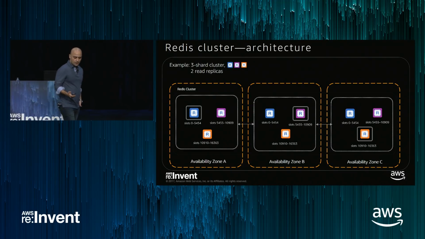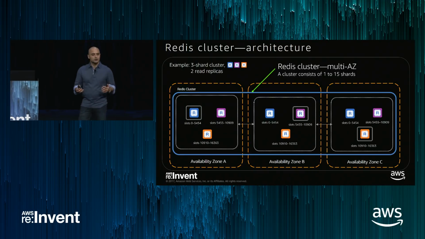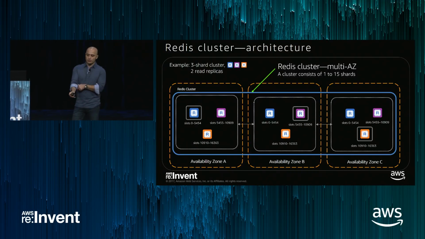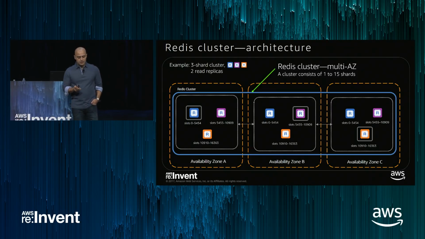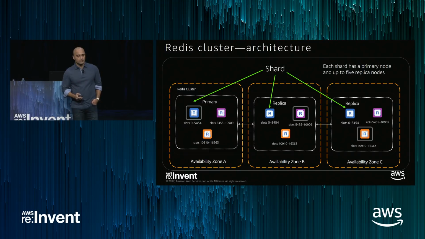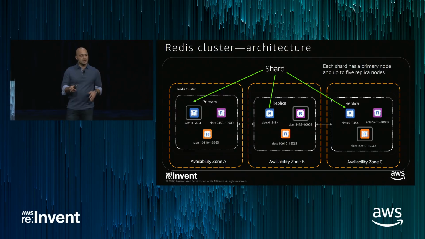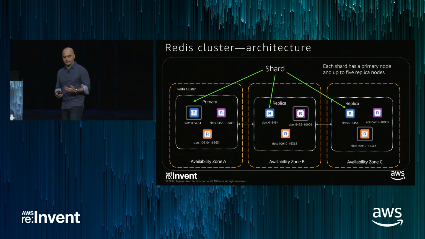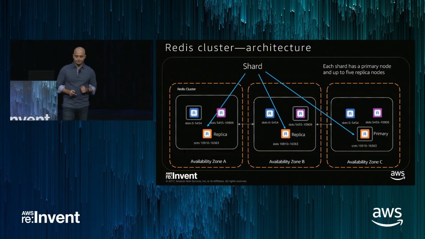Now let's visualize this. Imagine this is your cluster. This is an example of a 3-shard cluster. Each shard here will be a different color, and the gray border we'll note as the primary. Again, a cluster can be made up of 15 shards, and a shard can have up to 5 replicas. If you look closely here, the replicas have the same hash slot range as the primary, and this is true for all 3 shards.